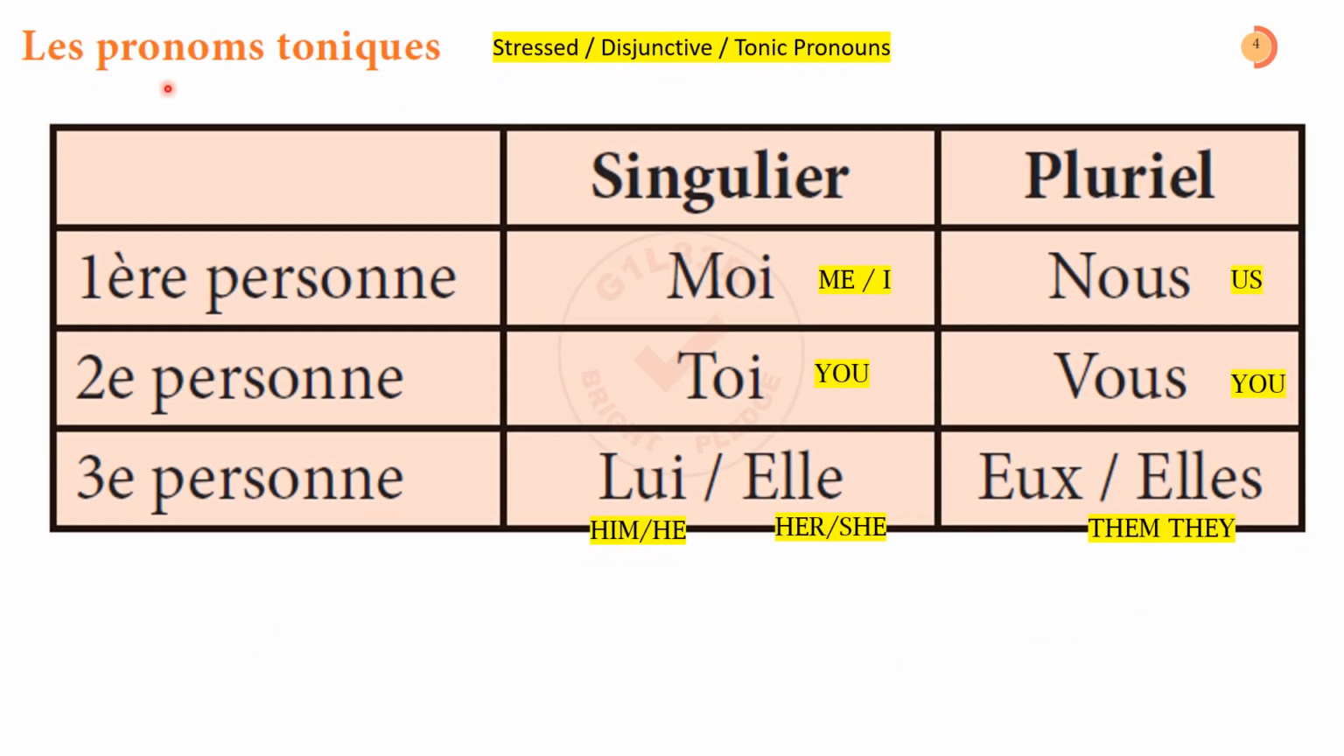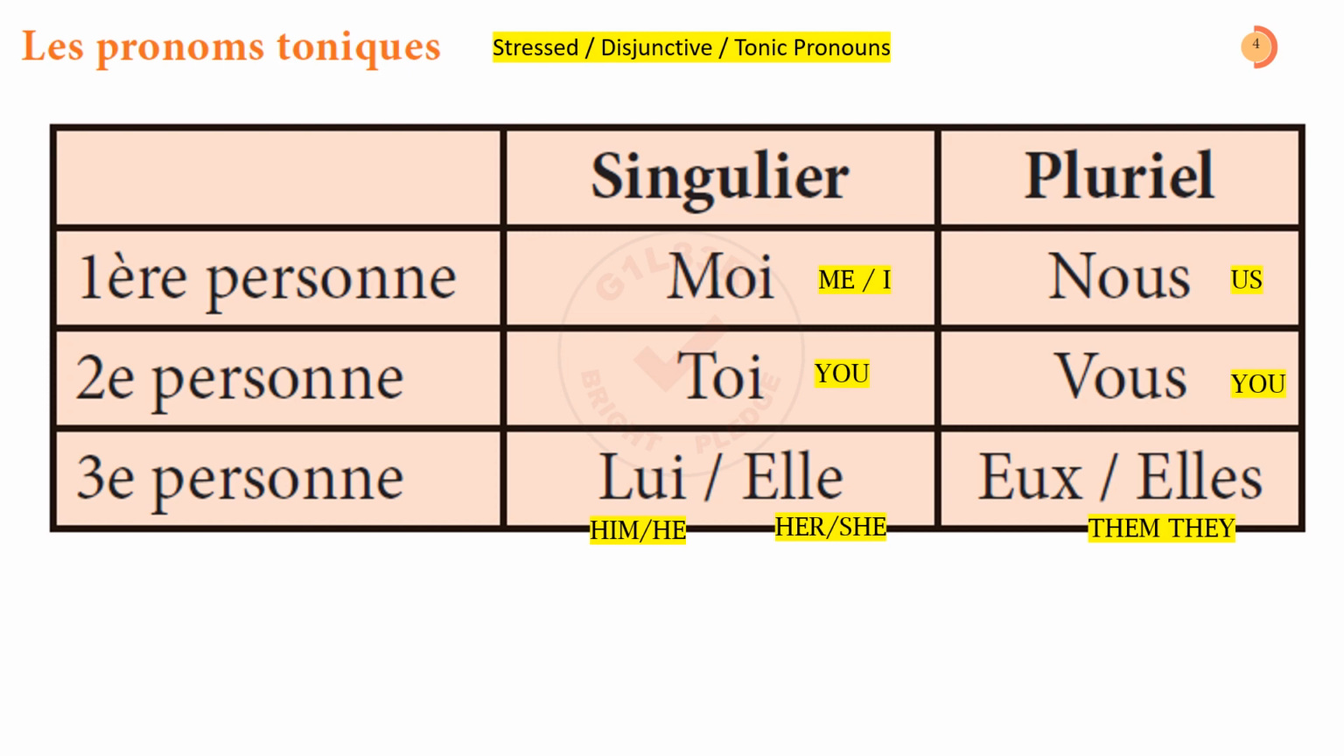So, let's move on to the next topic, which is les pronoms toniques. We can translate it as stressed, disjunctive or tonic pronouns. These are the stressed pronouns. In the first person singular, you have moi. In the second person singular, you have toi. Third person, you have lui or elle. In the first person plural, you have nous. In the second person plural, you have vous. And in the third person plural, you have eux and elles. You can see the translations which are highlighted here.